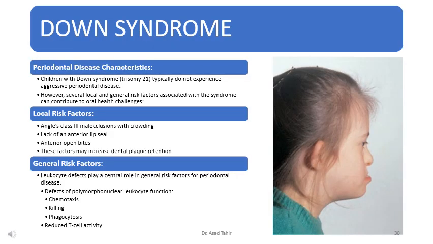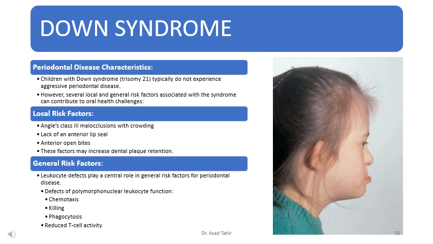Down syndrome, trisomy 21. Periodontal disease characteristics. Children with Down syndrome, trisomy 21, typically do not experience aggressive periodontal disease. However, several local and general risk factors associated with the syndrome can contribute to oral health challenges. Local risk factors. Angle's class 3 malocclusions with crowding. Lack of an anterior lip seal. Anterior open bites. These factors may increase dental plaque retention.